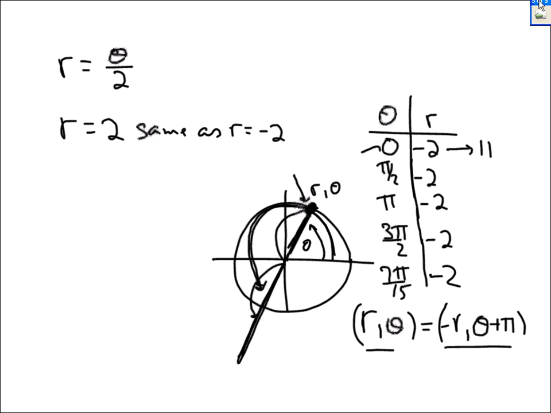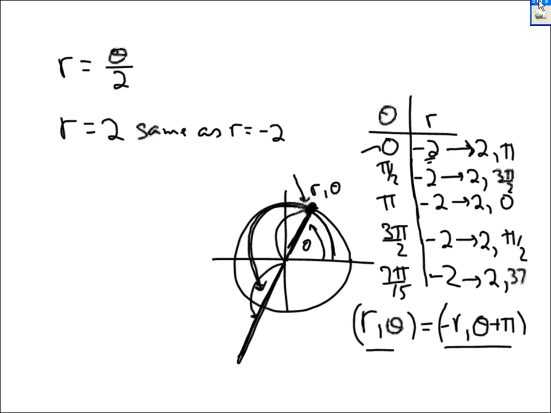Well, first it's r comma theta. If I change the sign of r, then I can add pi to the angle, or take away pi. I can change the sign of r and add or take away pi. So I can change the sign of r and add pi. That is, add 30 pi over 15. And I get 37 pi over 15.